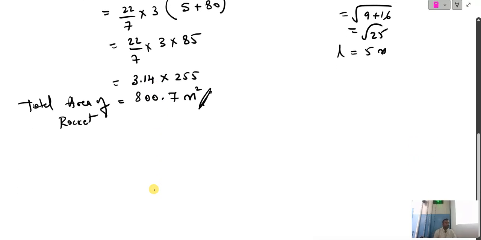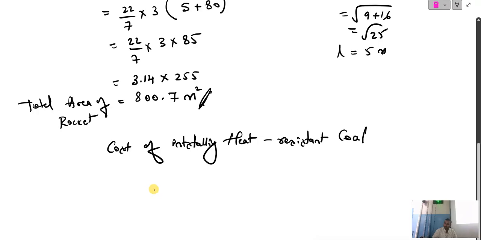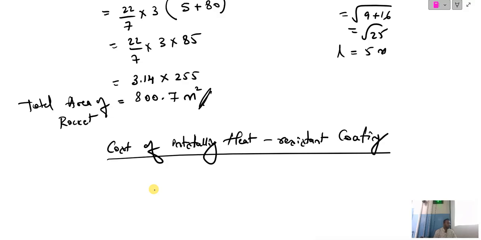Now we calculate the cost. Understood? So what they have asked? Find the cost of installing. Write the heading. Cost of installing whatever they have given, heat resistant coating. Write this heading: cost of installing heat resistant coating. Now we can write, for 1 meter square it is 10,000 rupees.